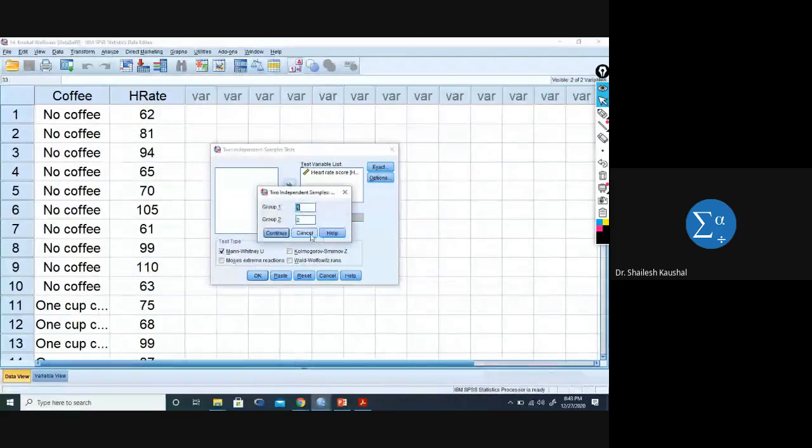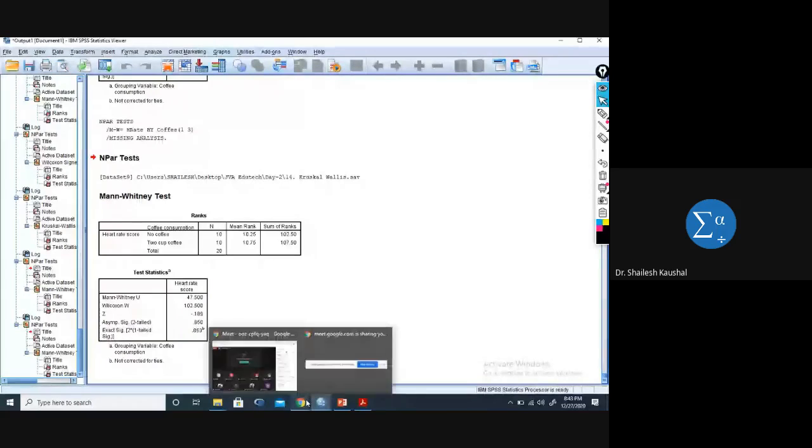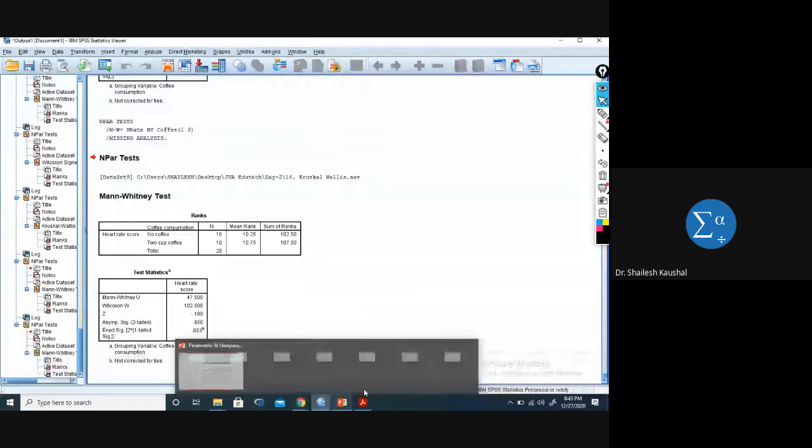So I am changing it, 1 cup coffee with 2 cup coffee. Does drinking 2 cups of coffee increase heart rate significantly or not? Continue and then okay, yes. What is the p value? 0.85. No, you can take 2 cups of coffee per day. Your heart rate will not increase significantly.